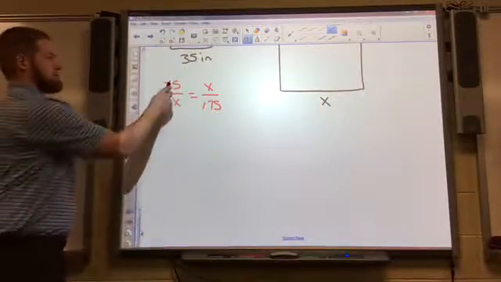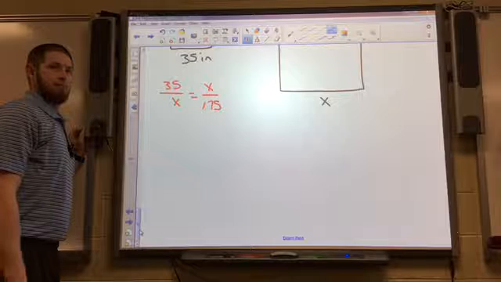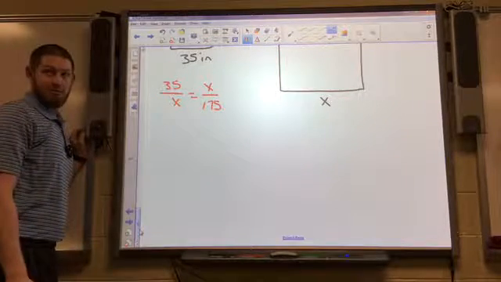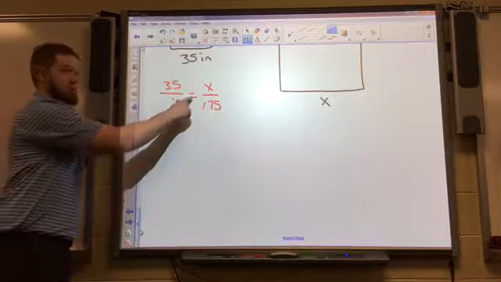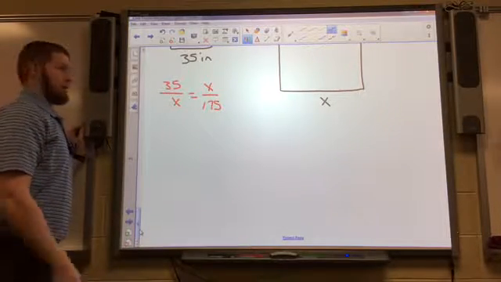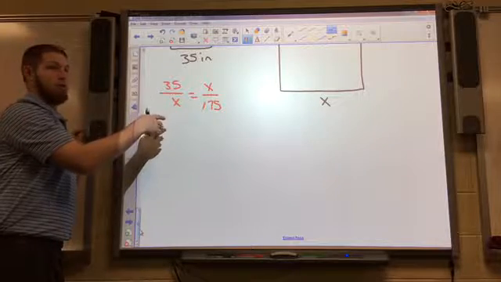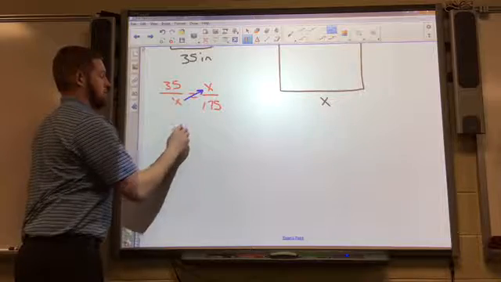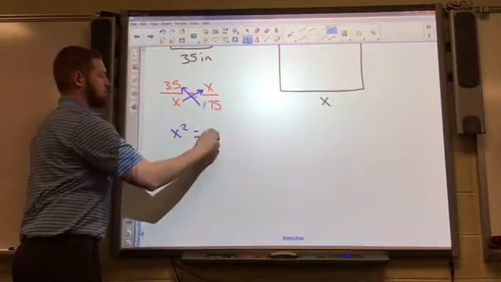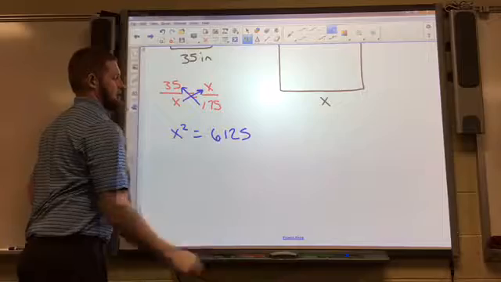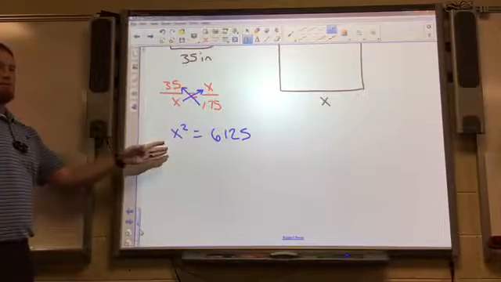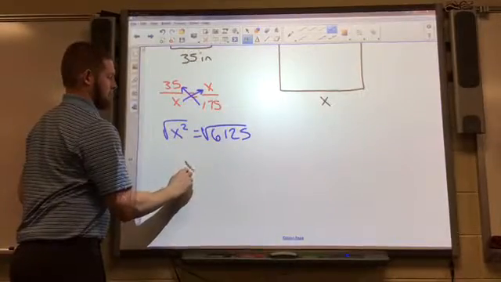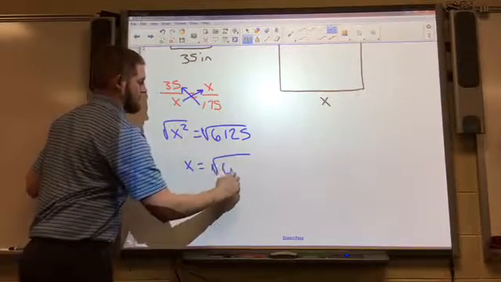Now, looking at this, I can cross-reduce my 35 and 175, right? No, we just talked about that. Can't do that if it's a proportion, right? Okay, so can I reduce this at all? No, so am I going to get a pretty big number? Yeah, x times x equals 6,125. Okay, and then I do what? Square root. Okay, so I get x equals the square root of 6,125.